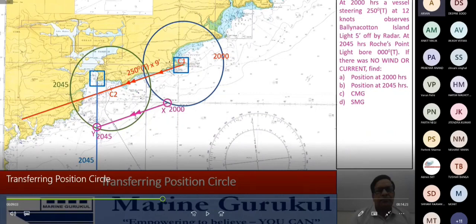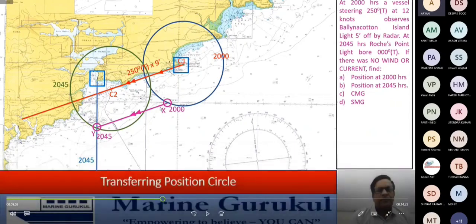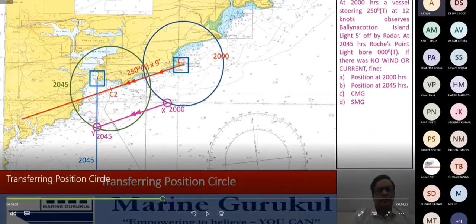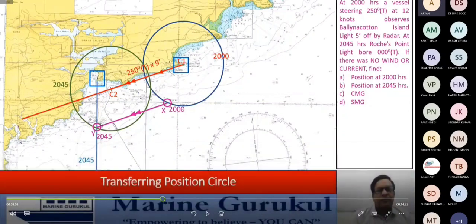नाउ यू सी, ये जो बेटा XY ट्रैक है, this is the actual track on which the ship has moved. So जो C1 C2 था, that was just drawn to transfer the position circle. It was not the actual track, so that's why it was going over land also. But the actual track on which the ship has moved is X to Y. So we are proceeding ahead now.